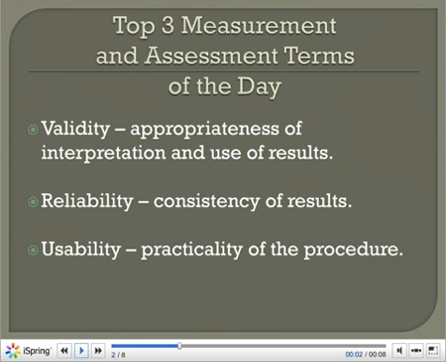Validity, probably the most important assessment term, is by far the most difficult term to fully understand. This PowerPoint will help you start understanding the term. Let's look at reliability now.